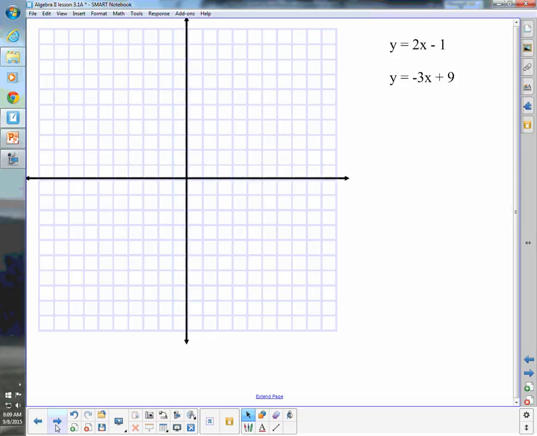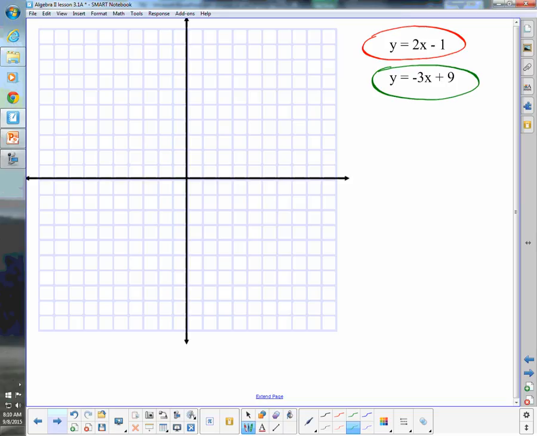Okay, let's take a look at this first problem here. We've got two equations up here. We've got y equals 2x minus 1, and we've got y equals negative 3x plus 9. Okay, these are all ready to graph. They're in slope-intercept form. So let's take a look at the red one first.